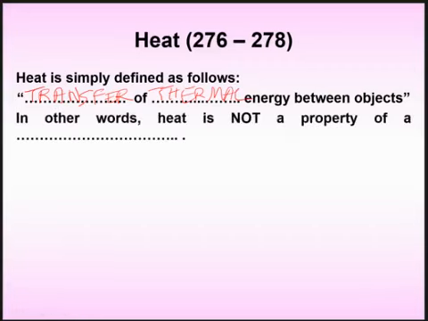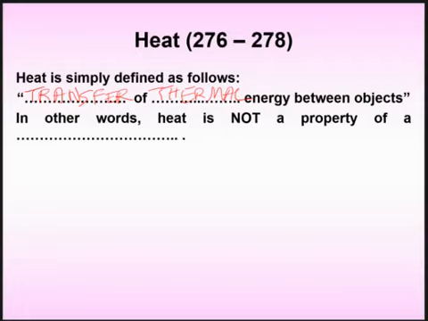So can you ever say that heat is a property of a single object? No. Heat needs at least how many objects to touch? Exactly. There needs to be some kind of contact, which means heat can never be a property of a single object. What could be a property of a single object?